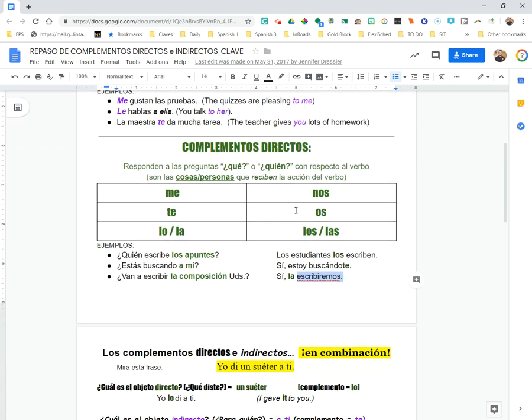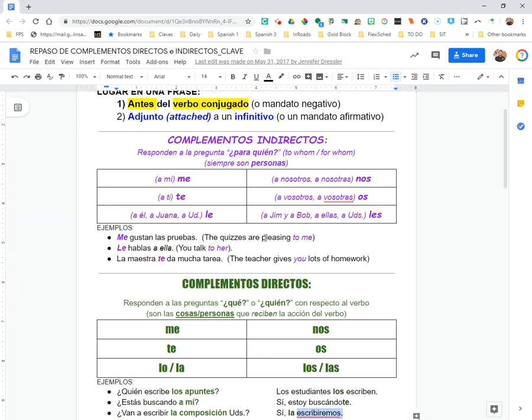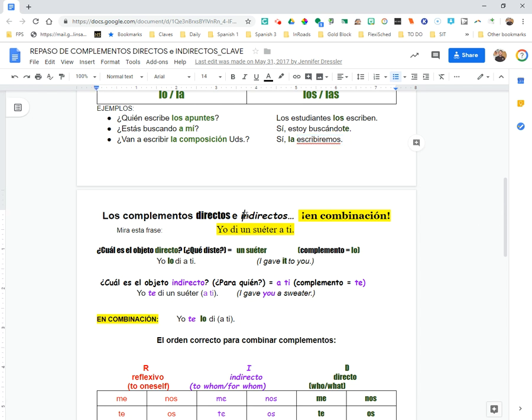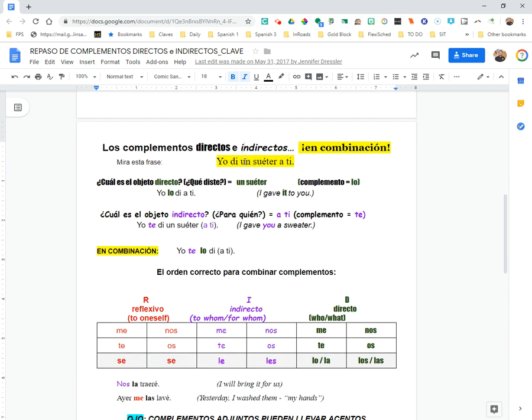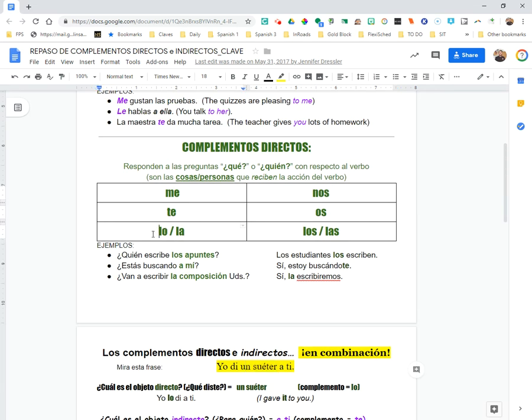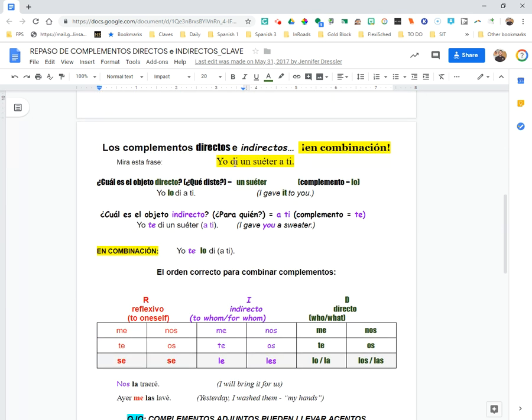But here's the trick. Sometimes you can have a sentence that would use both of these. And here's an example of when they might show up in combination. Yo di un suéter a ti. So the first thing is who or what is being verbed, who or what is being given. Well, it's easy. What's being given is the sweater. So ¿cuál es el objeto directo? Un suéter. And the best complement for that would be right here, lo, because it's a singular thing and it's masculine. So el suéter becomes lo. So you could say the sentence, yo lo di a ti. I gave it to you.